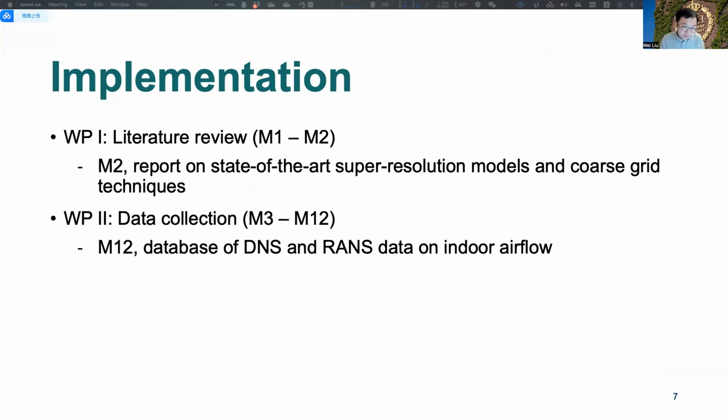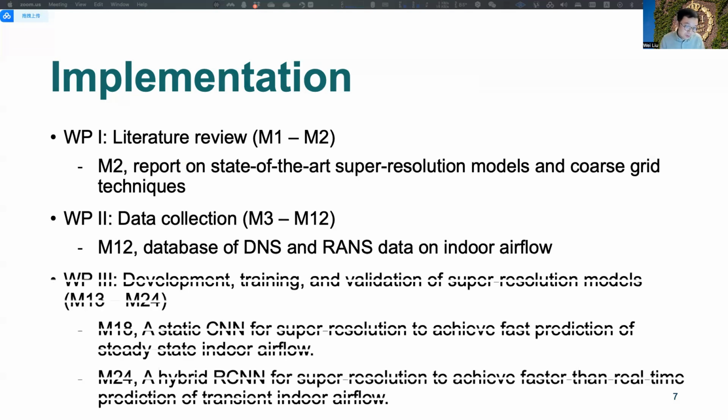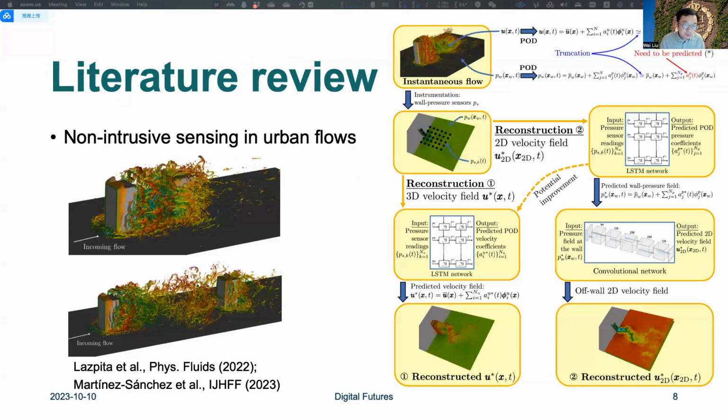but not limited to that. And then in the third work package, we will try to develop, train, and validate the super resolution models. So hopefully we can develop 2 models for the fast prediction of the indoor and outdoor airflow. Our literature review first found that the methods for non-intrusive sensing of urban flows could be adopted in our study.